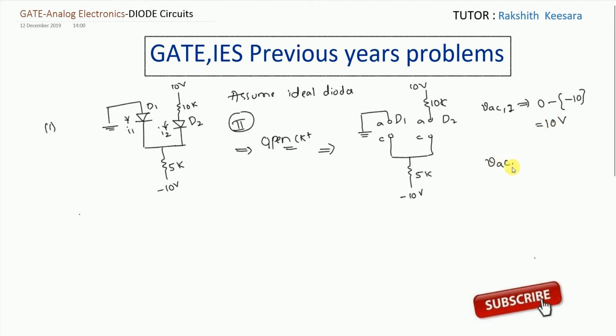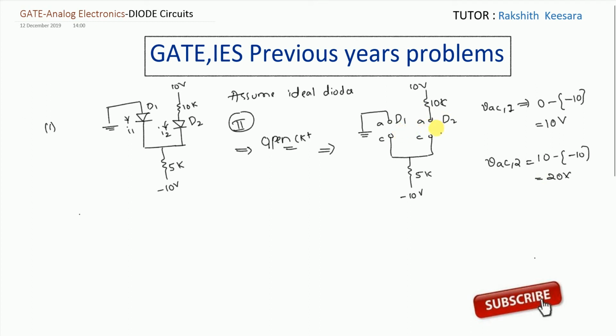Next I am calculating across second diode VAC2. A is connected to 10 volt, minus, C is connected to minus 10. So it is 20 volt. If you observe here, both diode 1 and diode 2 are having VAC voltages greater than threshold voltage. Since it is an ideal diode, threshold voltage is 0. So VAC1 is greater than 0 and VAC2 is greater than 0. Both can turn on. But what's the case?